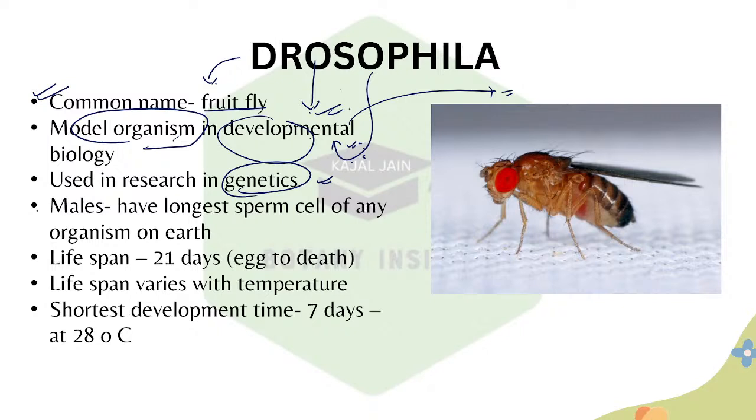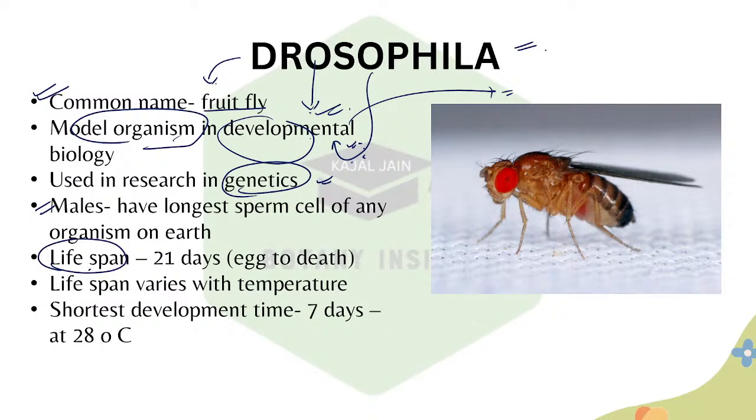Then over here, if you look into the body type, the Drosophila males have the longest sperm of any organism. On the earth, the longest sperm are found in Drosophila. Then, what is the lifespan? Because it's a model organism.